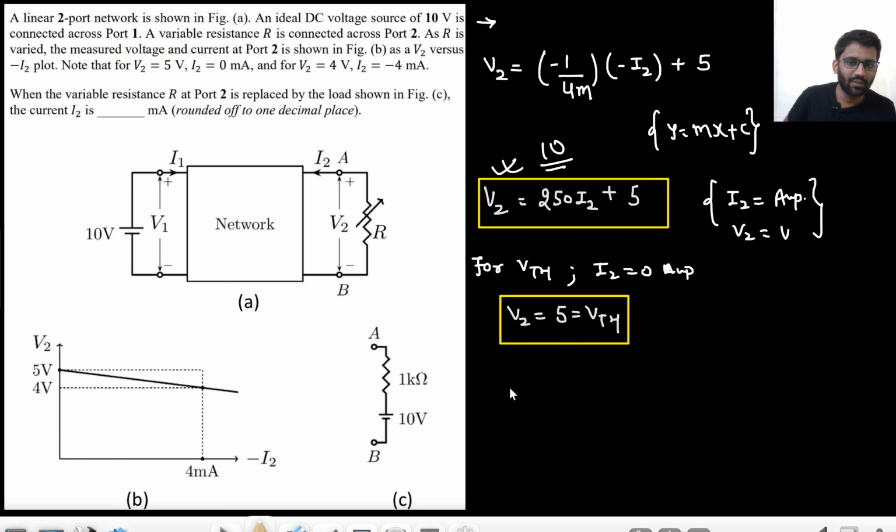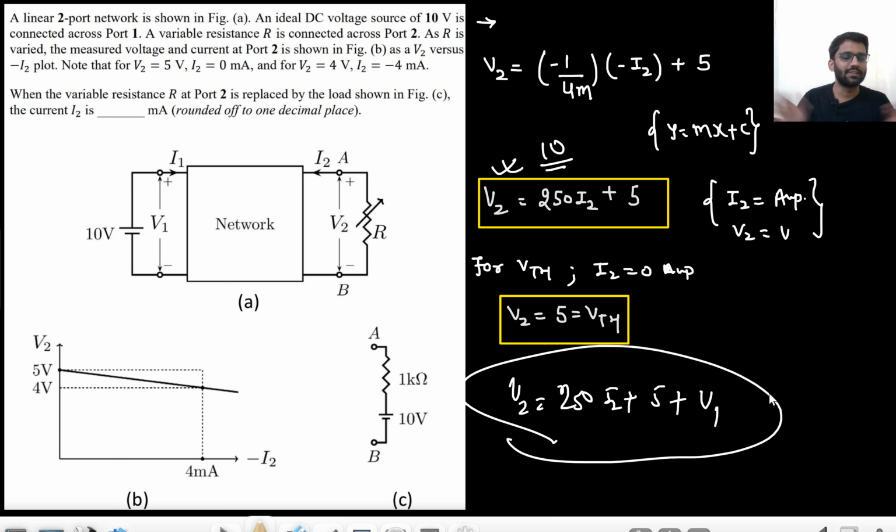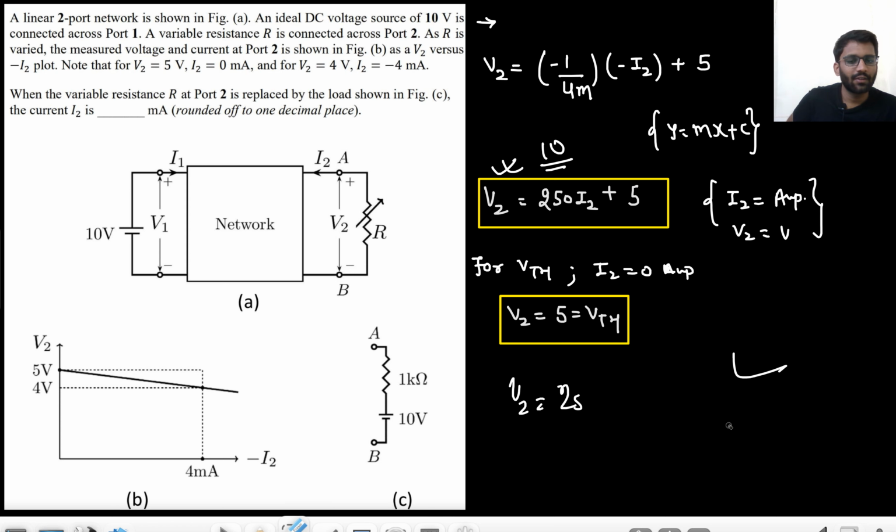That is the input. If my equation was something like this, V2 equals 250 I2 plus 5 plus V1, then the whole scenario would have been changed. Okay, then the question would have become very interesting. If my V2 would have been this, then you can't really find the RTH like this. And even in this equation, 1 by 4 milliampere, 250, that is fine, just because your V2 and I2 are not dependent on the input voltage. That's why it is fine.